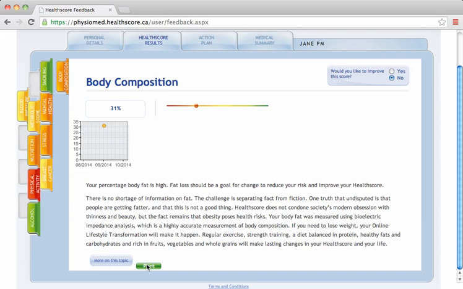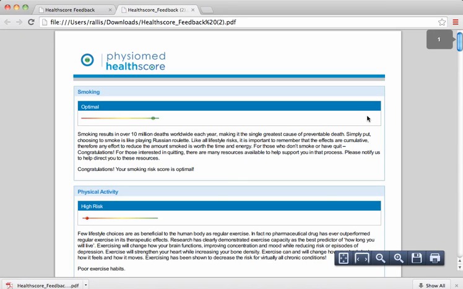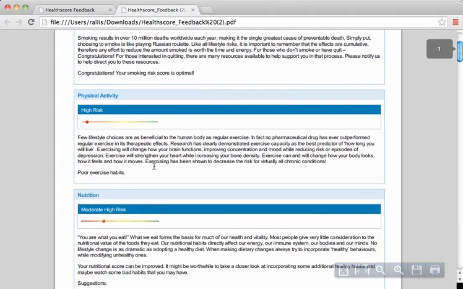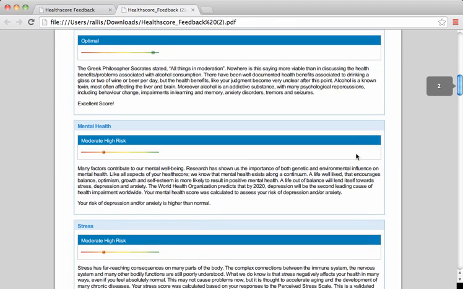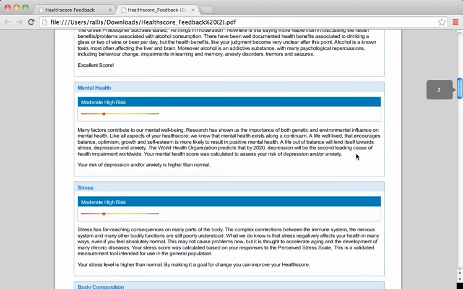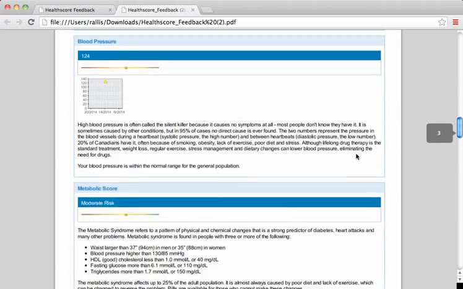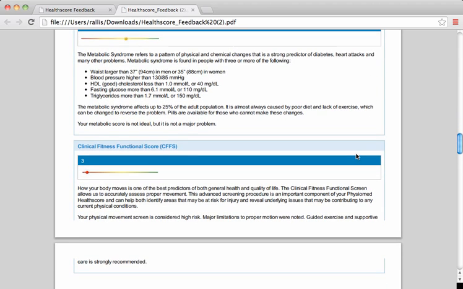If we hit print here, it will generate for you an output of their feedback, which we will then be able to include in their report of findings. So again, smoking, physical activity, nutrition, moderate high risk. Alcohol score is green, or optimal. Mental health, moderate high risk, also for stress, body composition, including blood pressure, also metabolic score, and the clinical fitness functional score, or the CFFS.